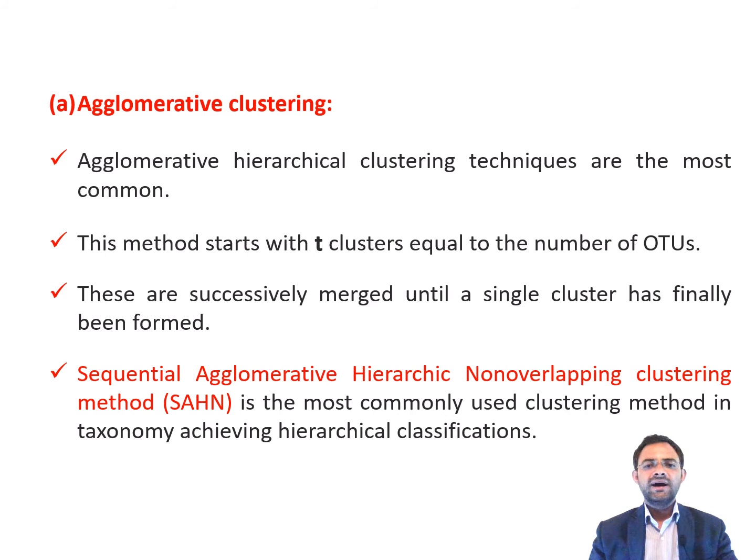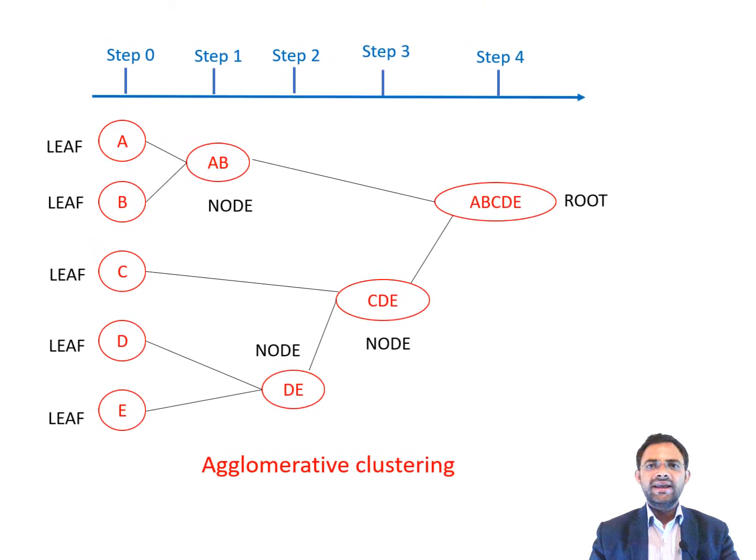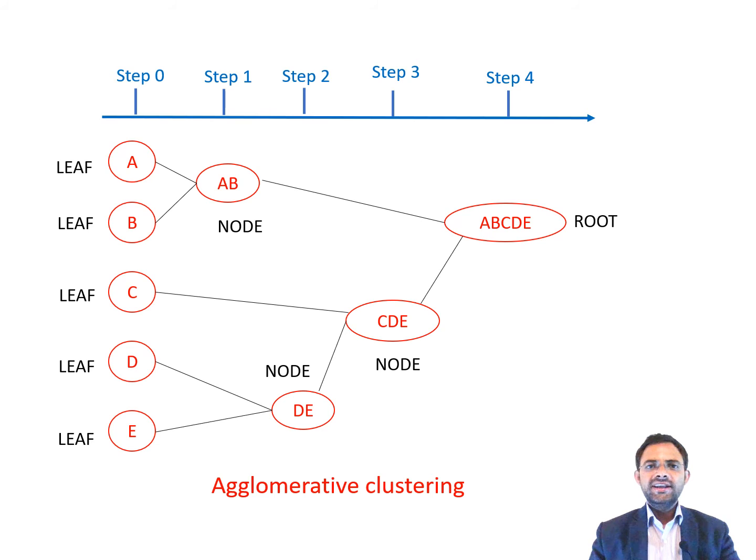Sequential agglomerative hierarchic non-overlapping clustering method, SAHN, is the most commonly used clustering method in numerical taxonomy to achieve hierarchical classification. The agglomerative clustering starts with an individual and continuously combines into larger and larger groups. Different steps are involved in the preparation of the agglomerative clustering diagram.